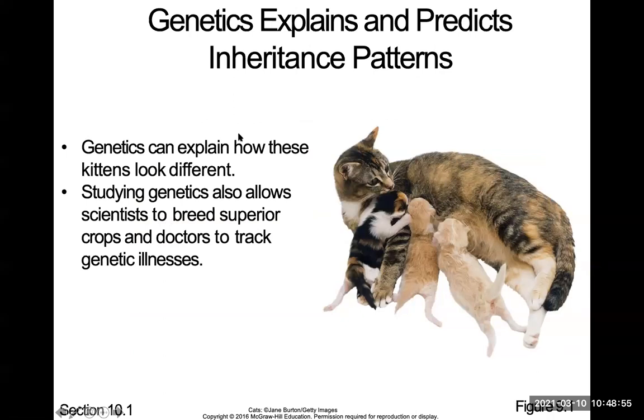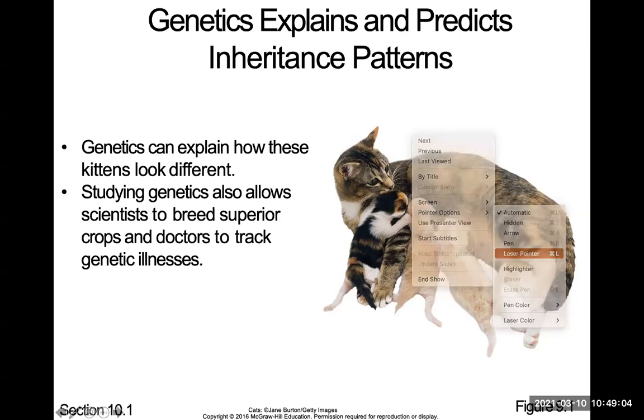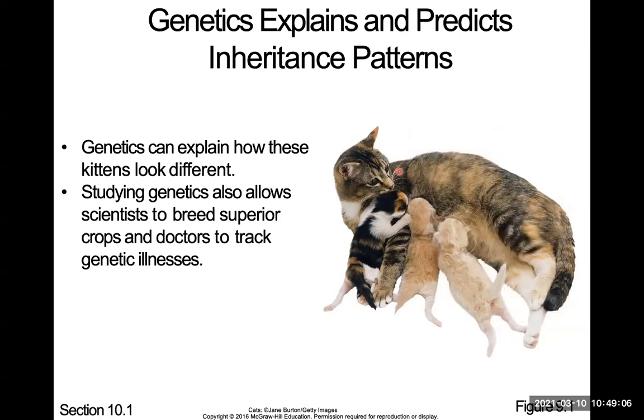So genetics can explain how these kittens look different. Sexual reproduction. I showed you this picture last time as well. And I said that through sexual reproduction, half of the genes come from the mother, half of the genes come from the father. And then the kids might have some genes from the father and some from the mother. So what you see here, they don't look exactly like the mama cat. They look different. That's because some of the genes are coming from the father.